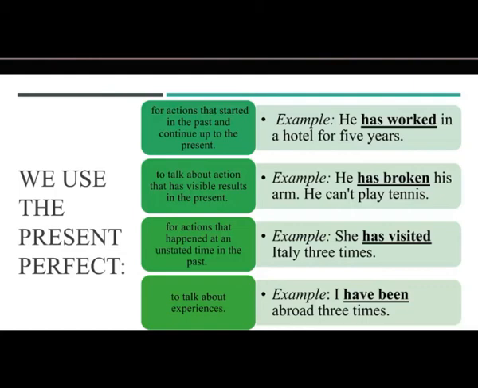The action is more important than the time when it happened. For example, she has visited Italy 3 times. When? We don't know. We use the present perfect to talk about experiences. For example, I have been abroad 3 times.